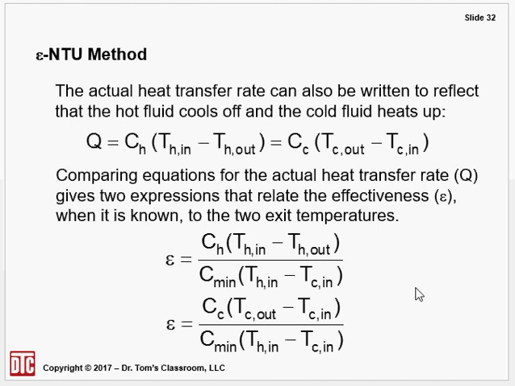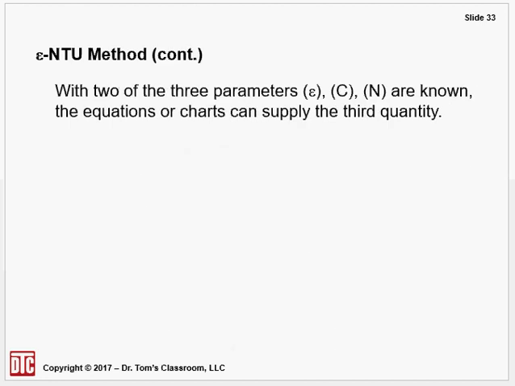The second term down there for epsilon, if you look through, notice there's a C sub H in the numerator, there's C sub min in the denominator of both of them, but notice again the first term in the temperature in the numerator, T sub C out, is the one we don't know. Everything else we know, so we could solve for that. We can do that algebra, and I recommend that you do that. But one of the things to have is that when you have two of the three parameters, you can find the other from either the equation or the charts.